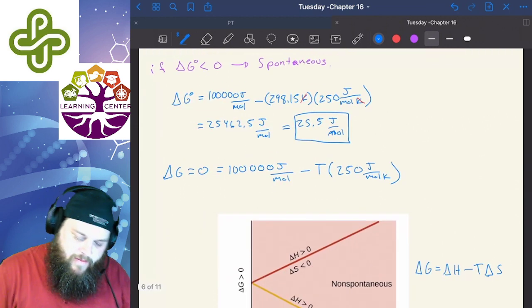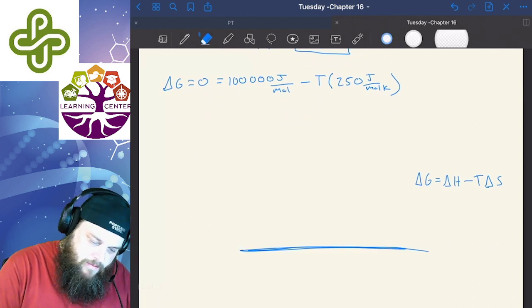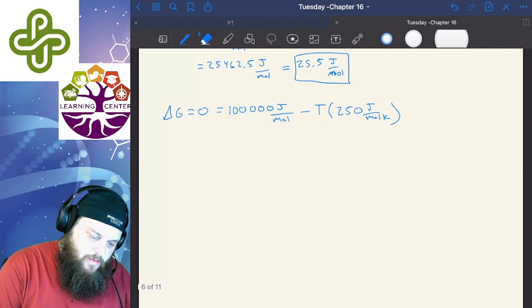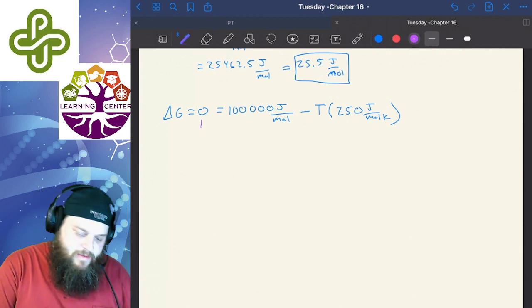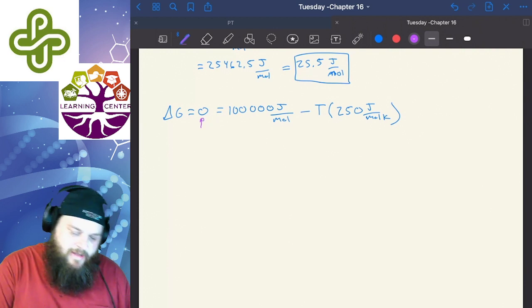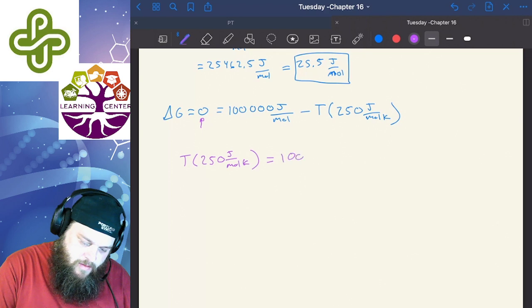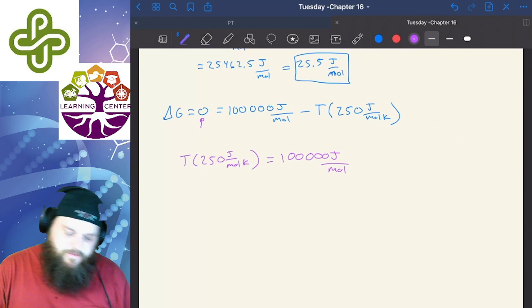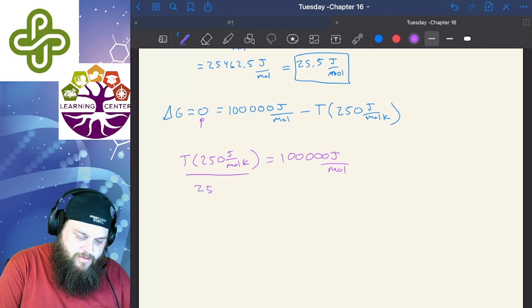So we have to do a little bit of algebra. I'm actually going to shrink my graph down. Let's just get rid of it for the time being. I need a little space to work. So mathematically, since we have 0 on this side, we can split things up and say T times 250 joules per mole Kelvin is going to equal 100,000 joules per mole. And then all we have to do is divide by 250 joules per mole Kelvin.